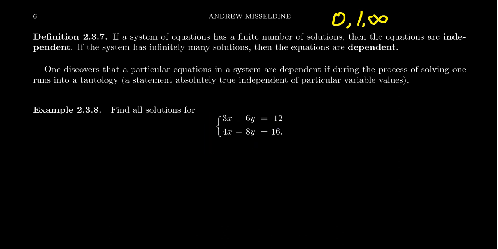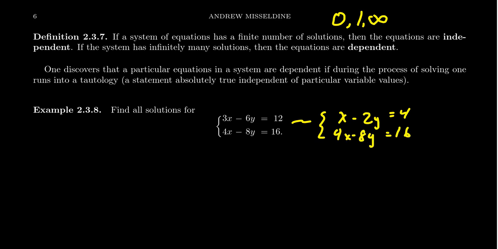After all, when I look at the first equation, 3x minus 6y is equal to 12, I notice that everything in the first equation is divisible by 3. If you divide by 3, then you're going to get x minus 2y is equal to 4. And then 4x minus 8y equals 16. I'm not going to even touch that one right now.